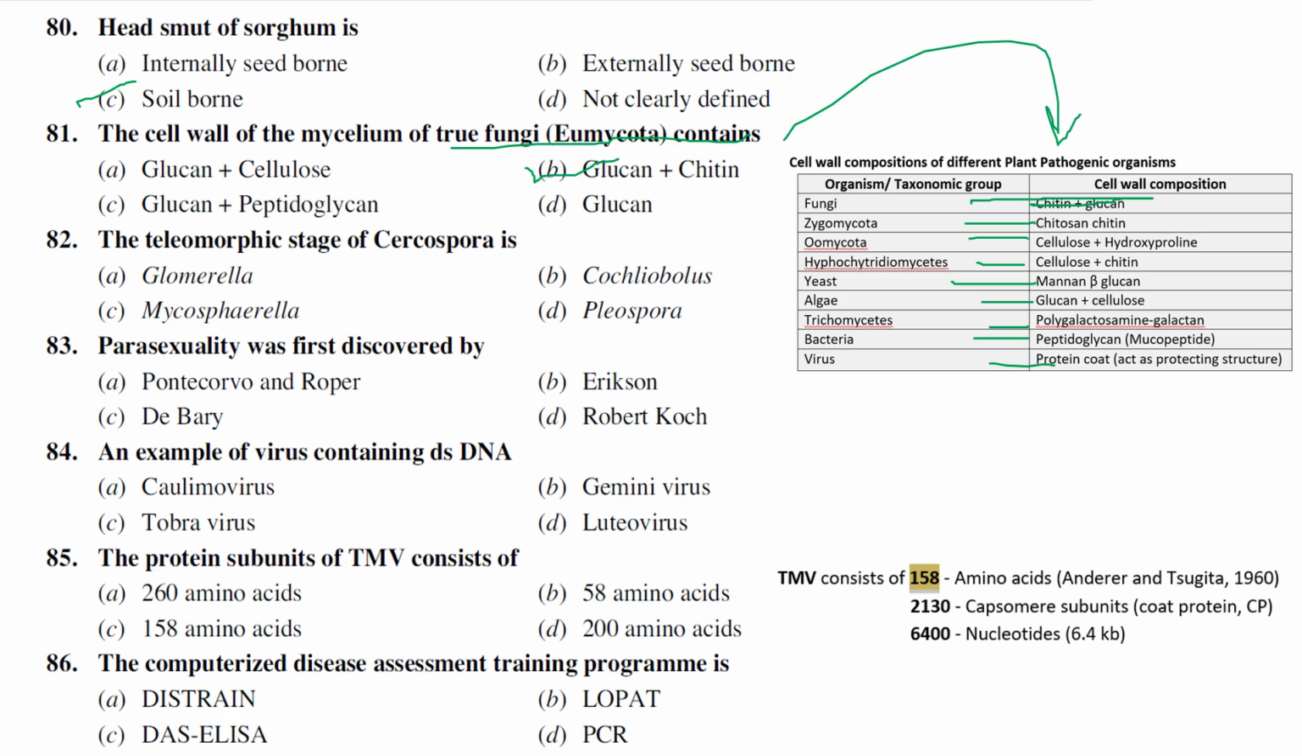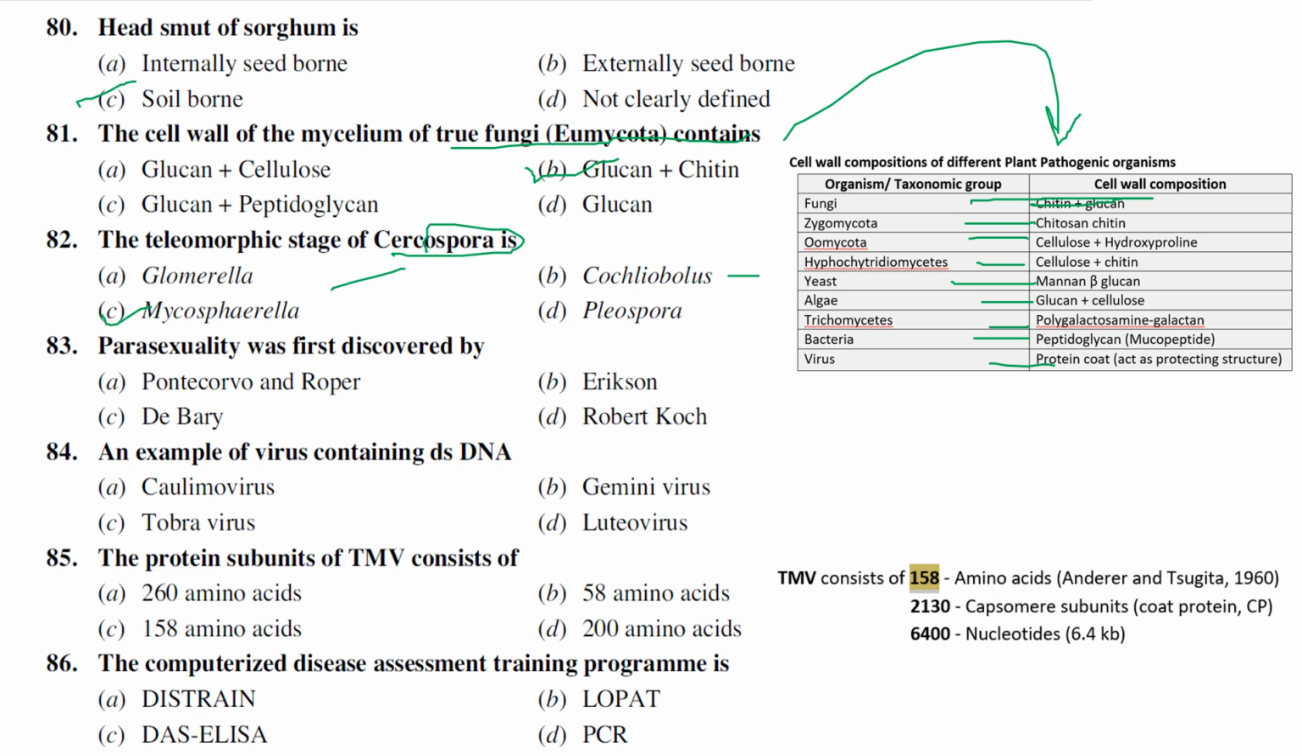The teleomorphic stage of Cercospora. Mycosphaerella is the teleomorphic stage of Cercospora. Glomerella is for Colletotrichum, I think. And the others, Pleospora and Cochliobolus, are for Cochliobolus, Bipolaris, Helminthosporium. Other teleomorphic stages are also given here, but generally the Cercospora teleomorphic stage is Mycosphaerella.